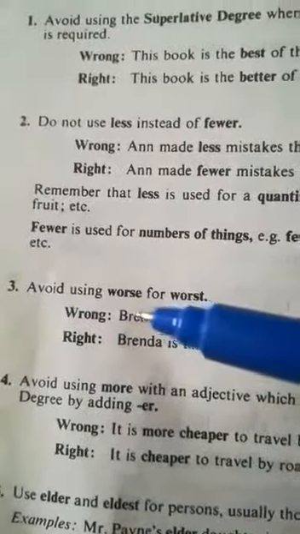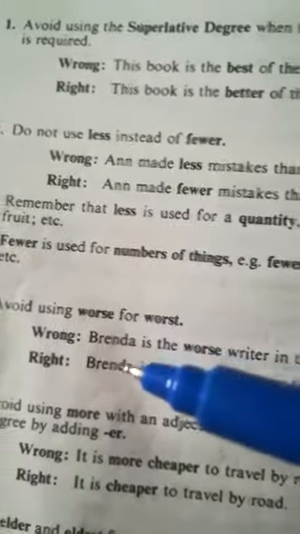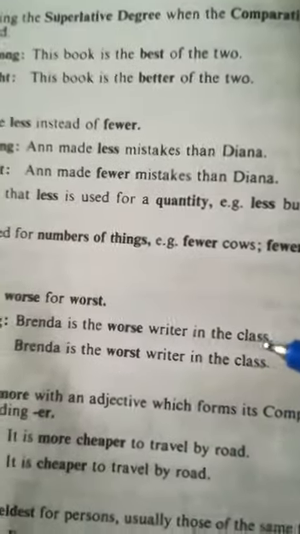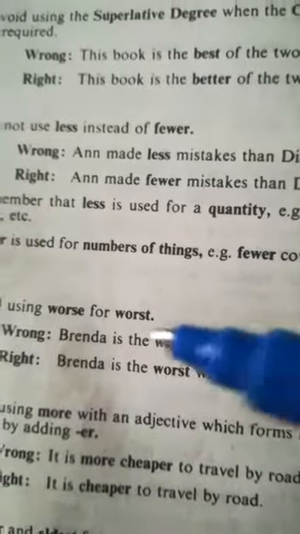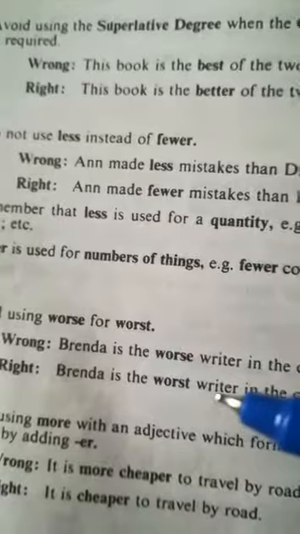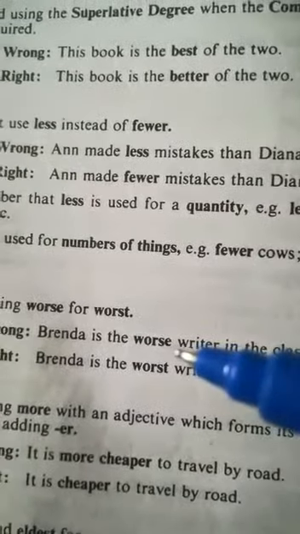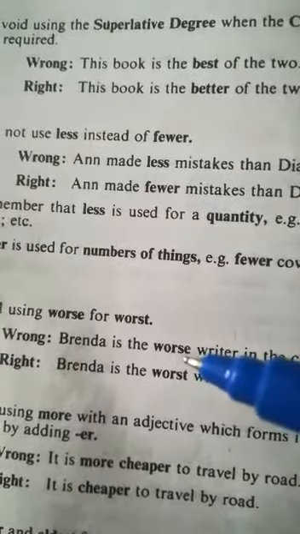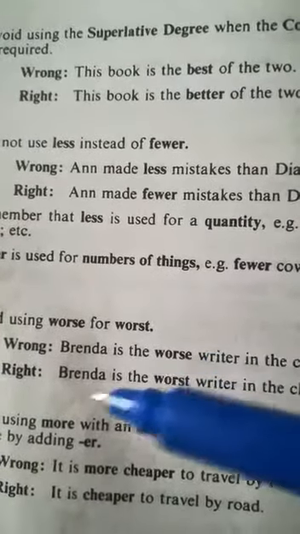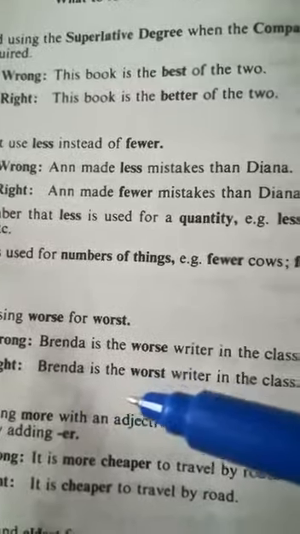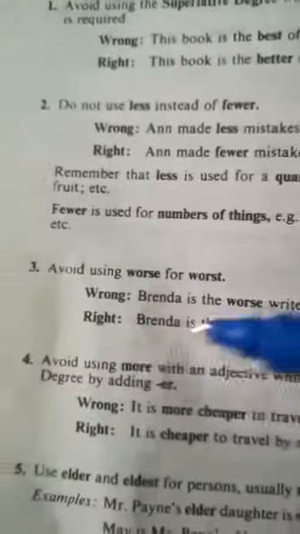Avoid using worse for worst. Brenda is the worst writer in the class. Of course, here we are using the superlative degree. We are telling Brenda is the worst writer in the class, so we will not use the word worse. Why? Because it is used when we are using the comparative degree. The right sentence will be: Brenda is the worst writer in the class.